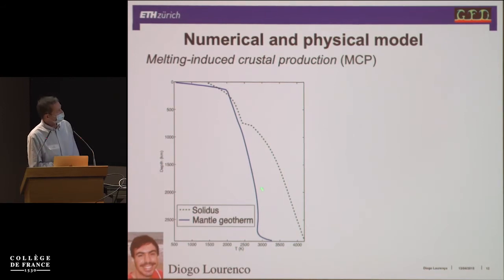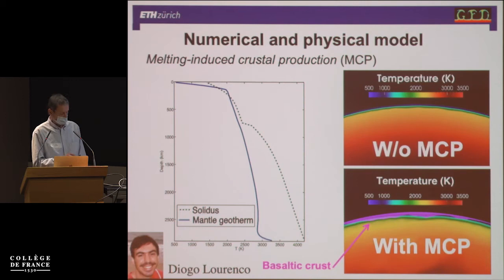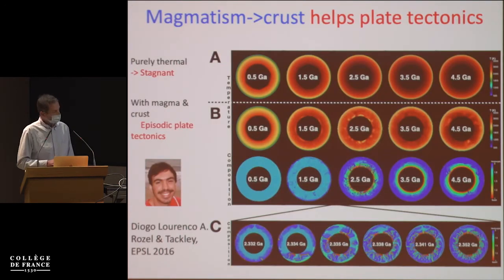So what's happening here is this is a typical geotherm, this is the solidus, and here you can get partial melting, and in some of our models we remove any partial melt immediately and turn it into crust. So you can generate basaltic crust when the temperature exceeds the solidus below the lithosphere. And Diogo found that this actually helps produce plate tectonics.